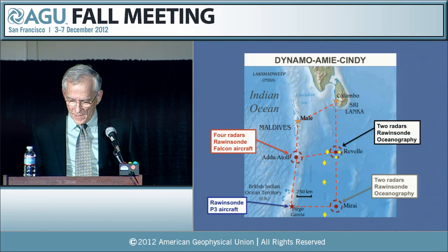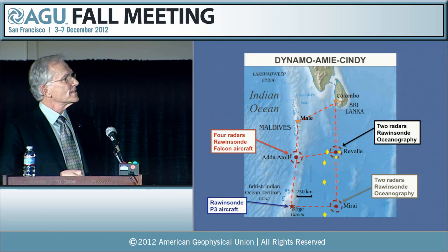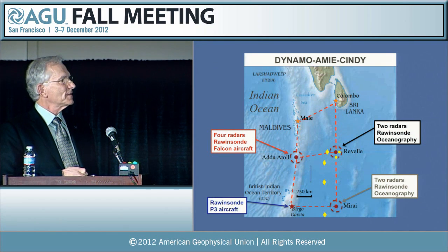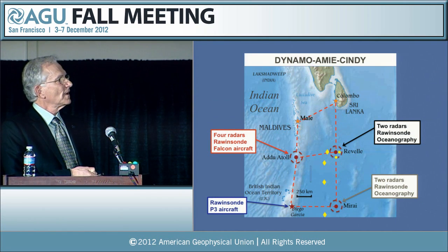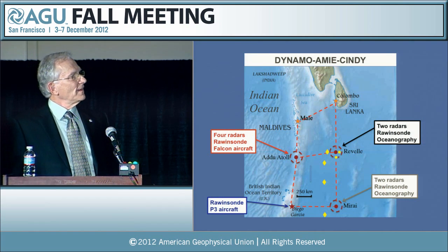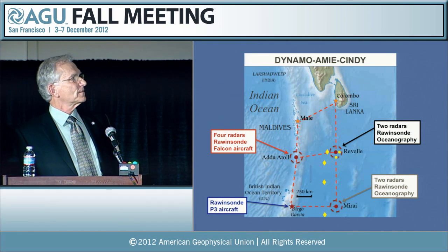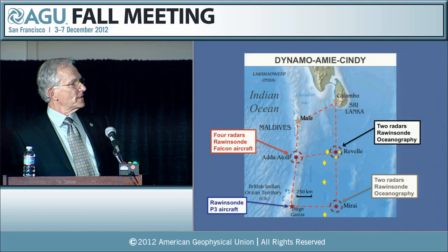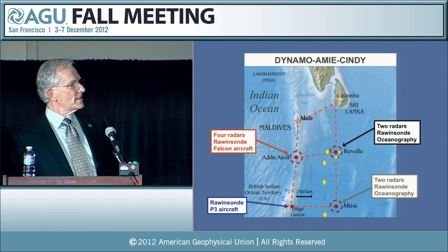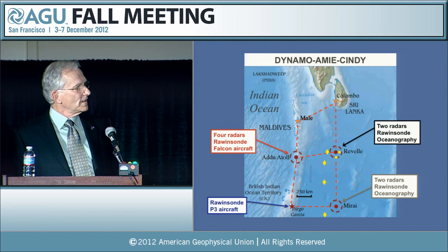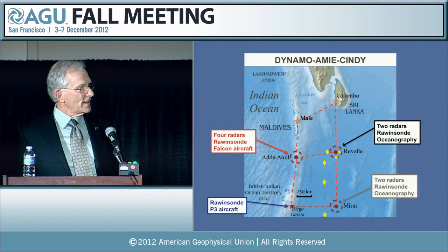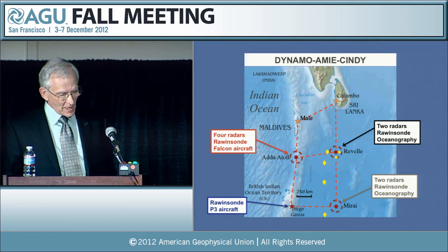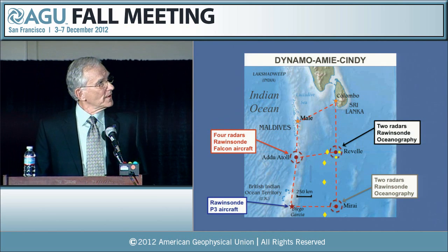Notice there were 4 radars at the station on the upper left, and there were 4 different kinds of radars. 2 radars on each of the ships, and then at the lower left station there, which is Diego Garcia, the P-3 aircraft had airborne radars. So there was a lot of radars we threw at this problem this time.